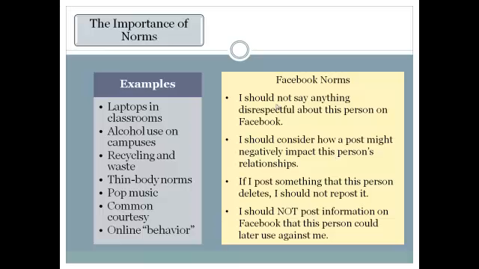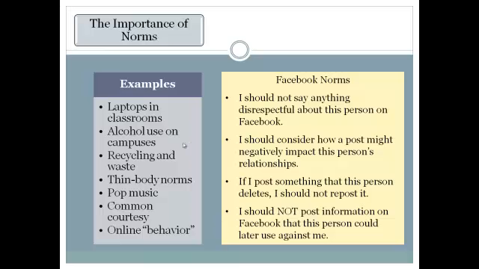So here are some examples of norms that you might see in certain circumstances. One norm might be laptops in classrooms, for example. In some schools, all the students have laptops. In others, nobody has laptops, or maybe a few people do. And maybe the few people who do feel out of place when they use them.